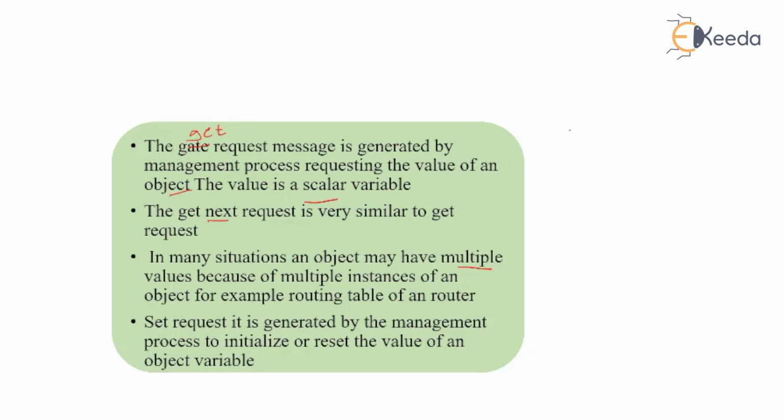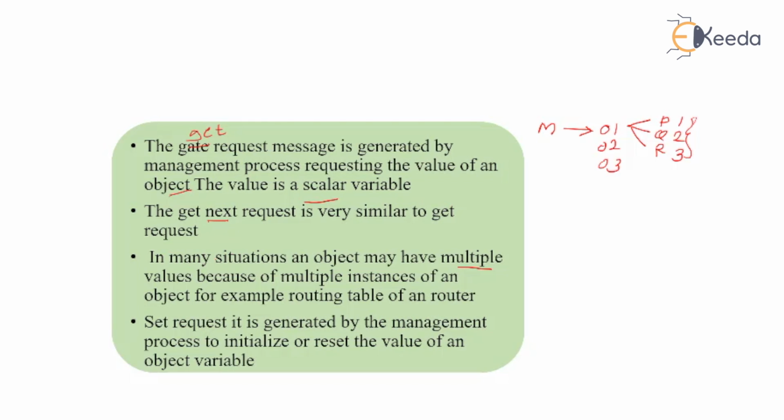Next means what? Suppose this is the first object O1, then this is O2 and O3. But in object 1, if there are many sub-objects present, let's say P, Q, R, having some numbers, scalar variables, then the manager will request O1 with the help of a get request. But in the get request, he will get only the first value. If he wants the next values, he has to send a get next request, so that he can get the multiple object instances, that means multiple values.